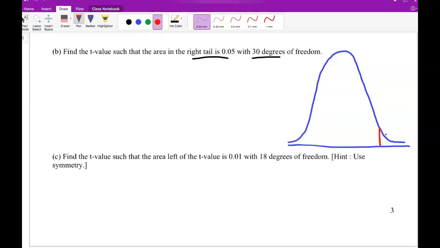Here we're asking for the right tail, so this is what we have on the right, and the area is 5%. Okay, now find the answer. The t-value is exactly the same as the previous one. Now here the degree of freedom is 30 and alpha is 5%.